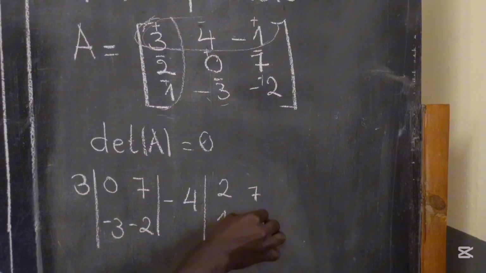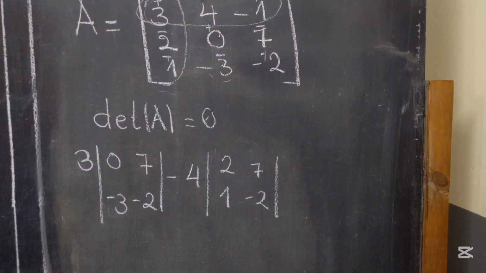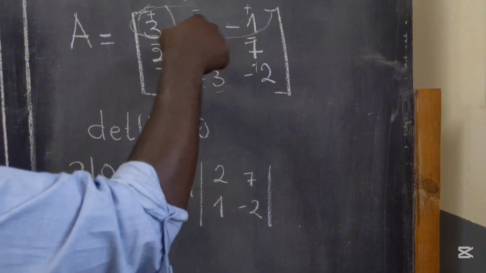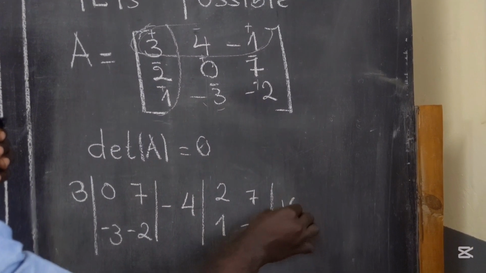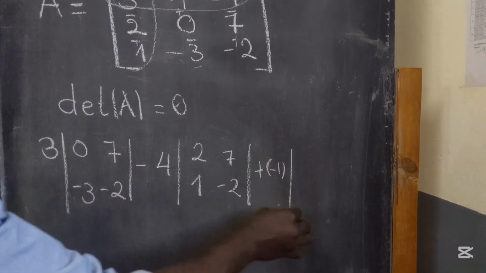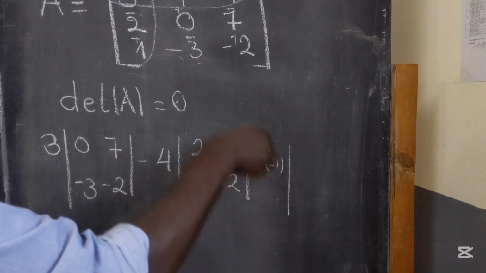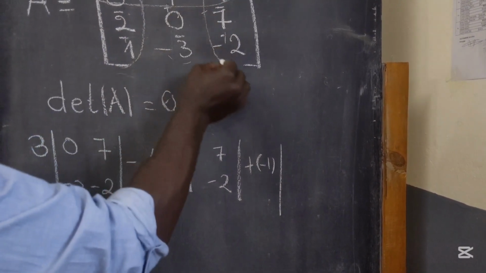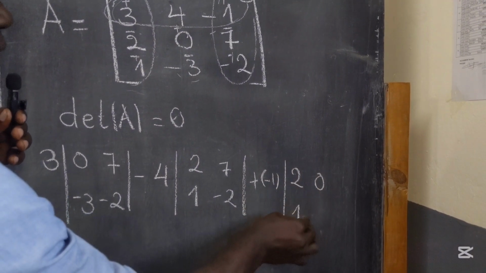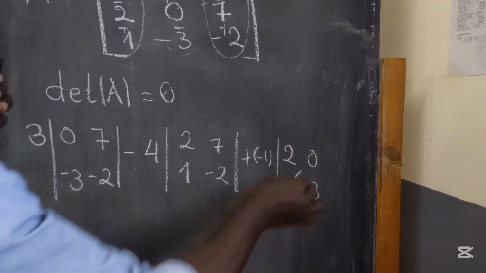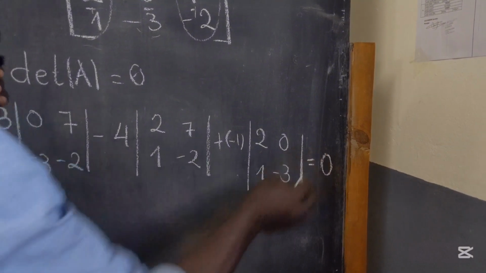7, -2. Okay, then here we have a positive. Then positive times negative. Now times we take this and remove this column to stay with 2, 0, 1 and -3, and this should be equal to 0.